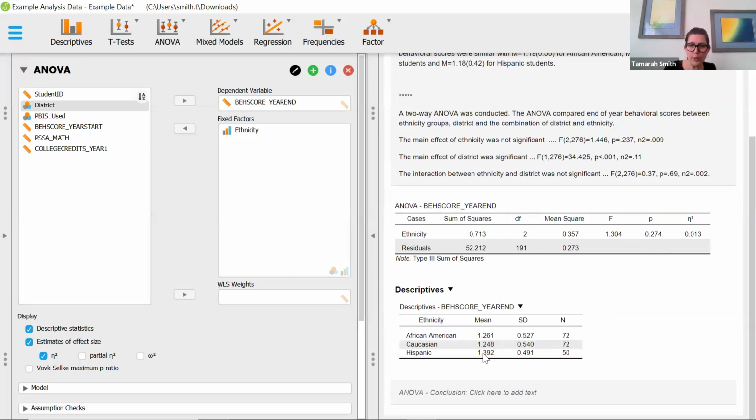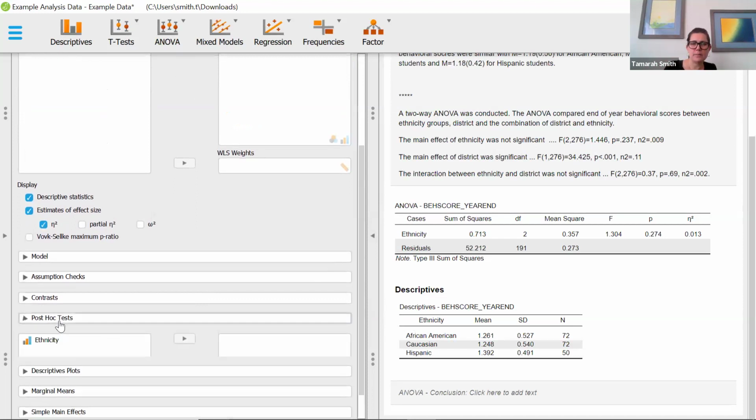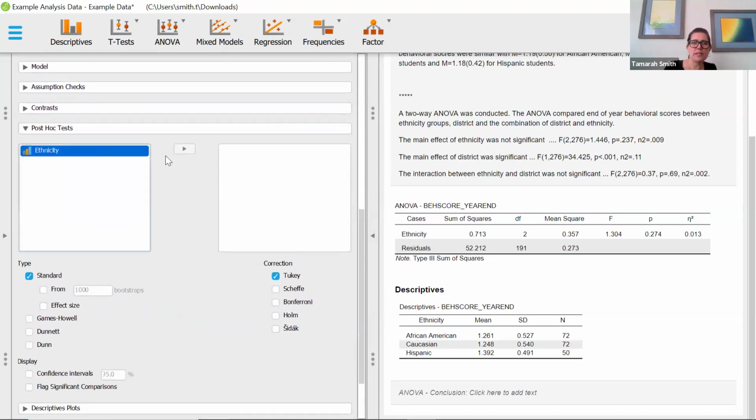Wouldn't you want to know, is it the Hispanic students that are different? Because these 2 groups still look pretty similar. Wouldn't you want to do that comparison where you're actually saying, yeah, Hispanic is significantly higher than Caucasian, Hispanic is significantly higher than African-American, but African-American and Caucasian are still similar. You would want to be able to do that kind of dissection and that pair by pair analysis. You can do that. It's called the post hoc test. So this might come up for you and you may need to do this.